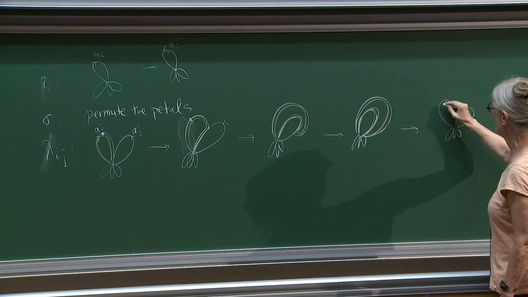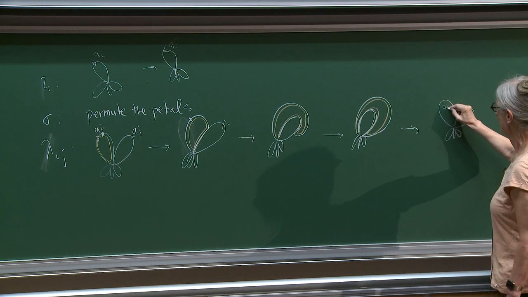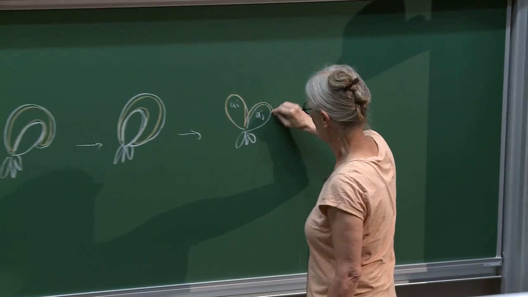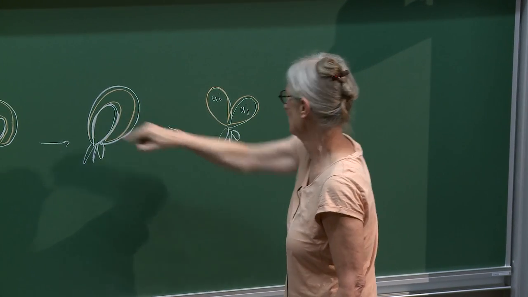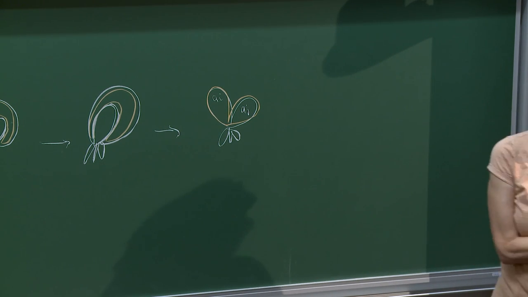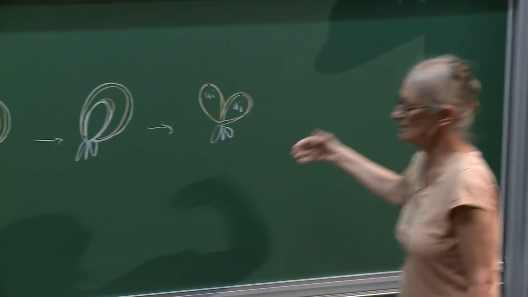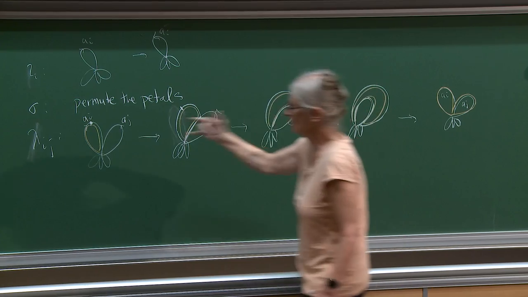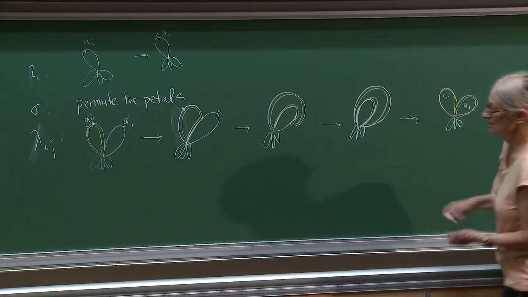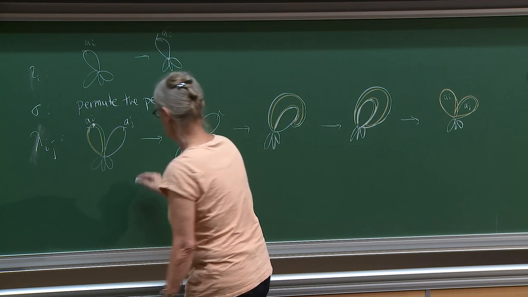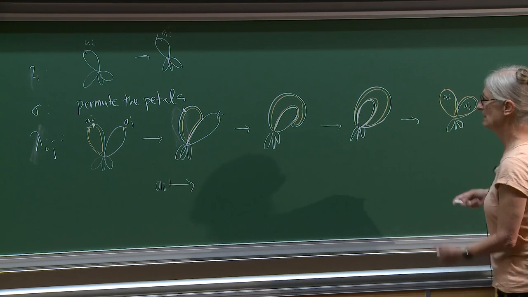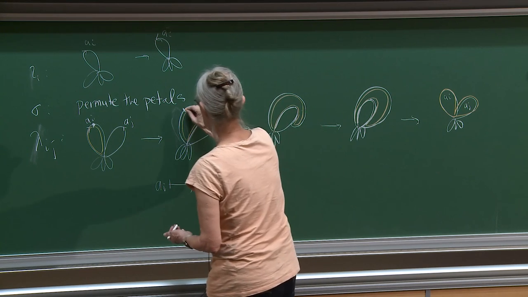I want to think of this as the AI petal, and this is the AJ petal. But the AI petal goes over both the AI petal and the AJ petal. Okay, so this is an example of a homotopy equivalence. It's the identity on all the white edges, and it sends the orange edge over the AI petal and the AJ petal. So it's clearly the automorphism that takes AI to, I should be careful of my directions here.